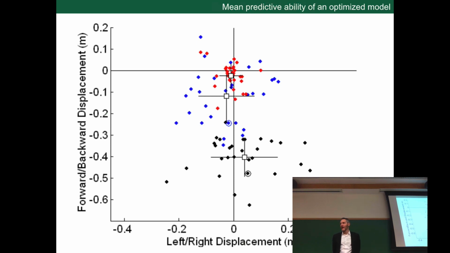The crosshair is like the center of mass of the distributions. Exactly. So the center of each crosshair represents the mean horizontal and vertical position of those 30 movements, those 30 behaviors. And the crosshairs themselves represent 95% confidence intervals, error bars.